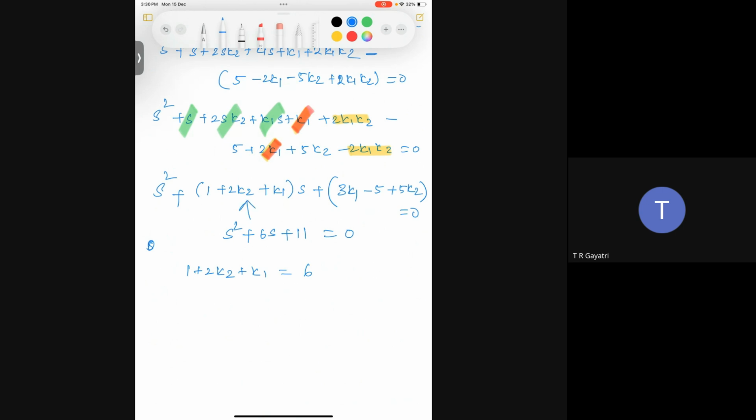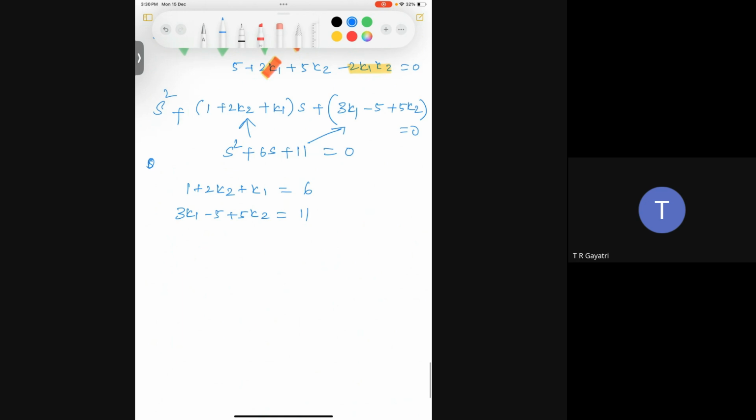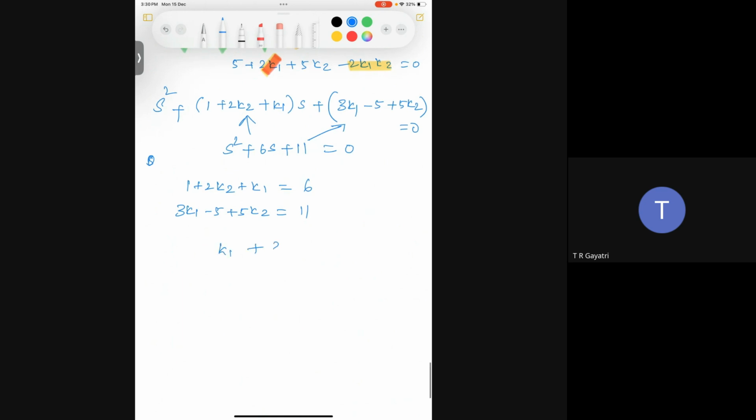This against this, against this. So 3k1 minus 5 plus 5k2 equal to 11. Just rearranging all the terms: k1 plus 2k2 equal to 5, and 3k1 plus 5k2 equal to 16.